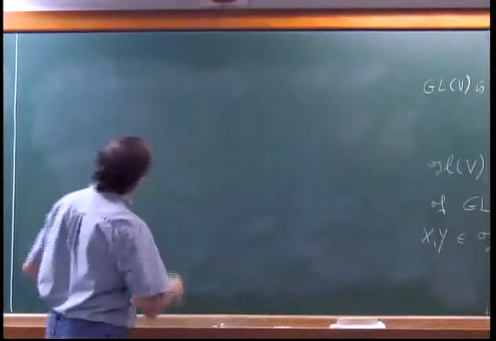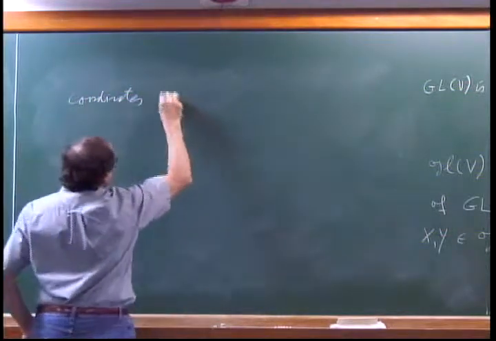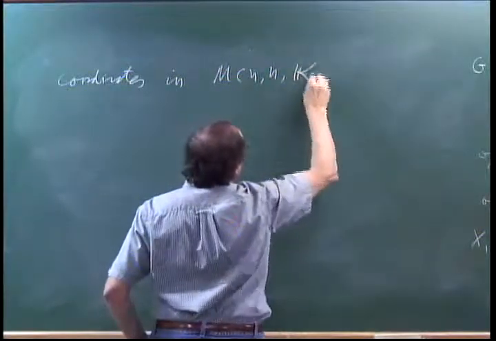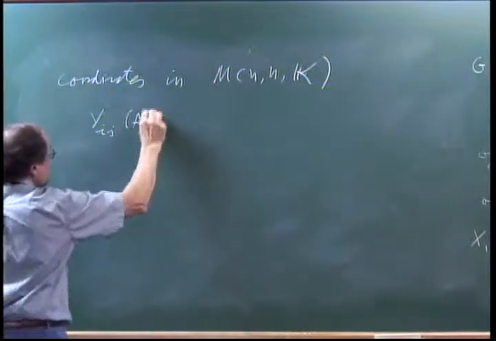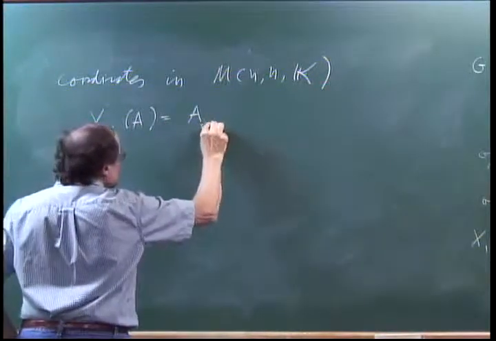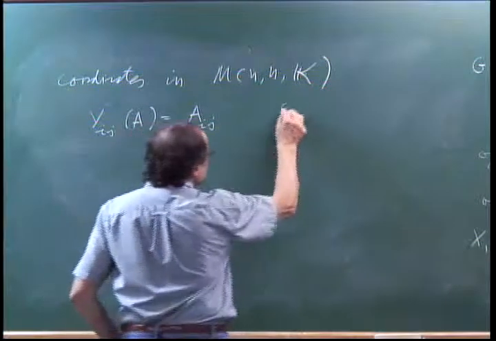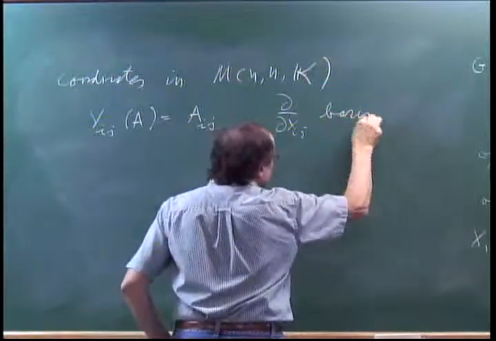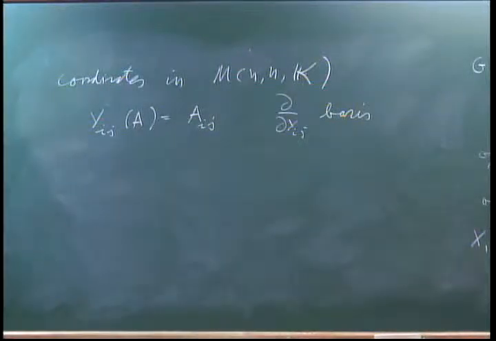So I want to take coordinates. I claim the natural coordinates in this vector space are called Yij, which sends a matrix to its ijth entry. Right, so this would be a natural coordinate for this vector space. And then, of course, d/dYij is a basis of the vector space, because this would be the matrix which has a 1 in the ij spot and everything else 0. Right?